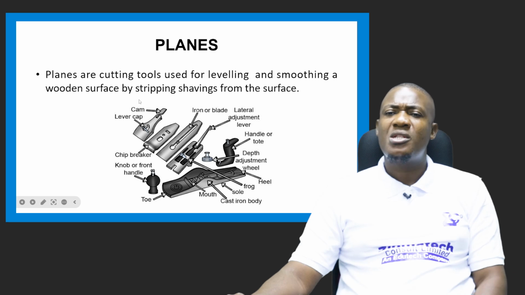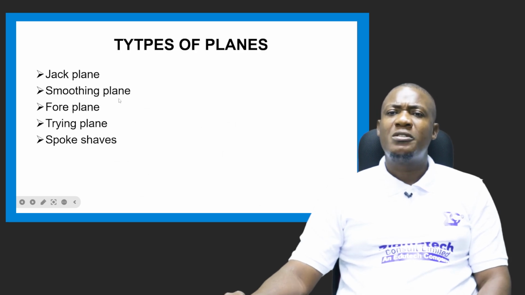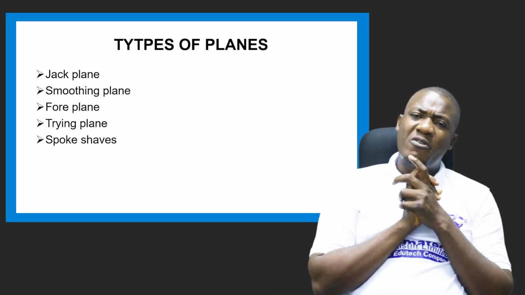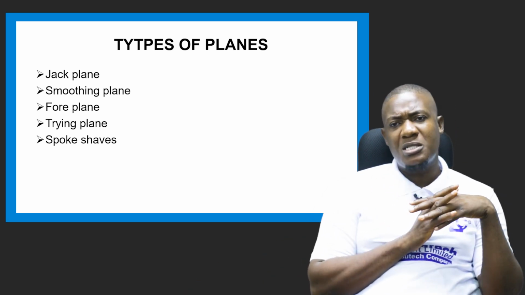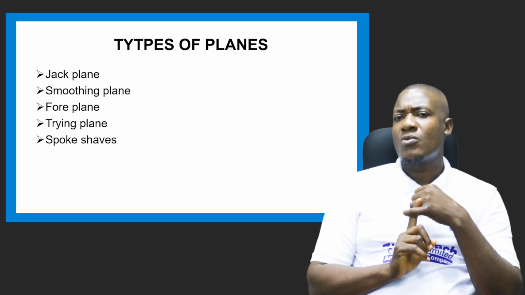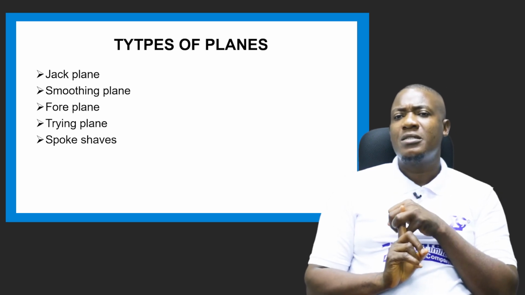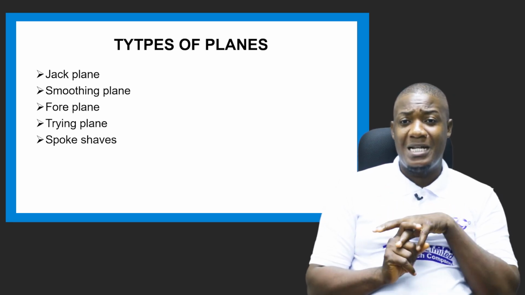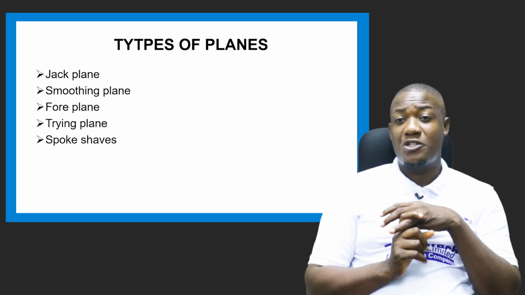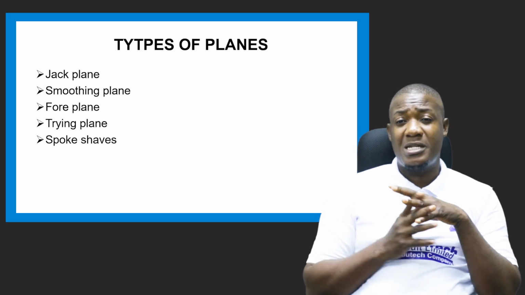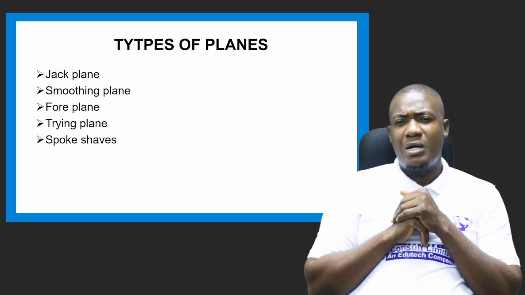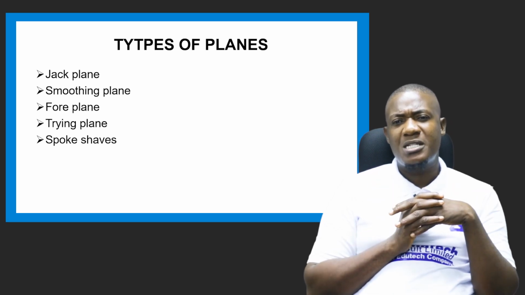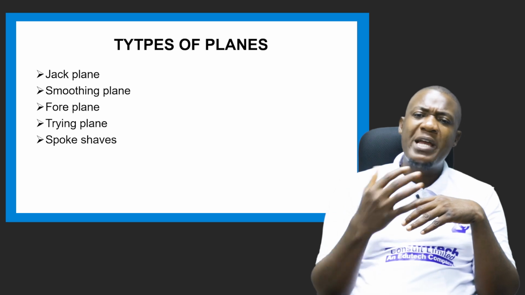Okay, so let's consider different types of plane. We have different types of plane that are used for different purposes. We have a jack plane. We have a smoothing plane. Even if you don't know what this one is used for, from the name you can tell that it's used for smoothing the surface of the wood. That's the last plane that's supposed to be used when you are actually making any project. Then we have a fore plane.